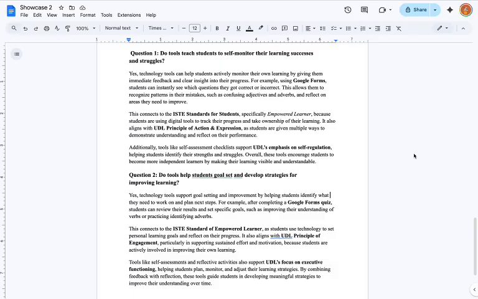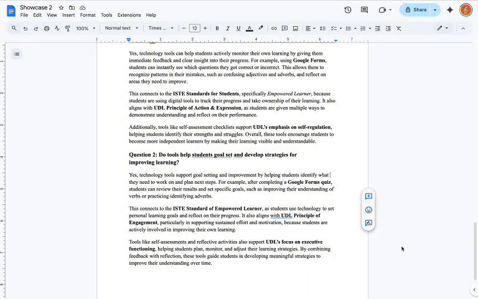This connects to the ISTE standards for students, especially Empowered Learner, because students are using digital tools to track their progress and take ownership of their learning. It also aligns with the UDL principle of action and expression, as students are given multiple ways to demonstrate understanding and reflect on their performance. Additionally, tools like self-assessment checklists support UDL's emphasis on self-regulation, helping students identify their strengths and struggles. Overall, these tools encourage students to become more independent learners by making their learning visible and understandable.